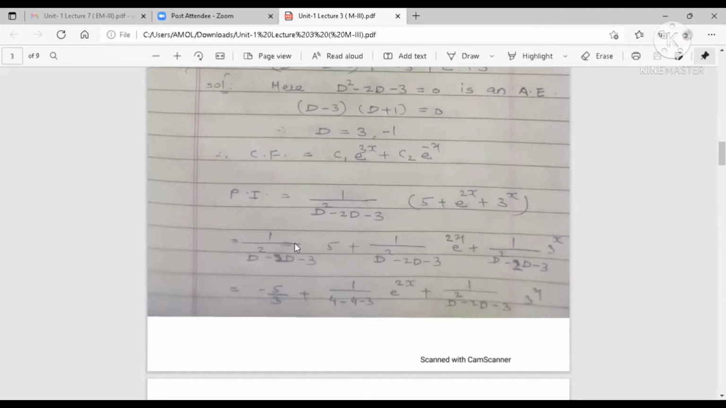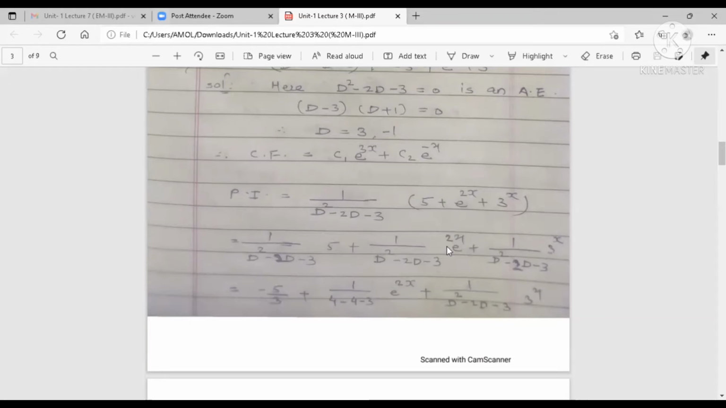Now how to solve the first term? 5 is a constant term. So when there is a constant term, we replace d by 0. So replace d by 0. The first term is 0, the middle term is also 0, so the only non-zero term is minus 3, and this 5 as it is. So it is minus 5 by 3 plus.